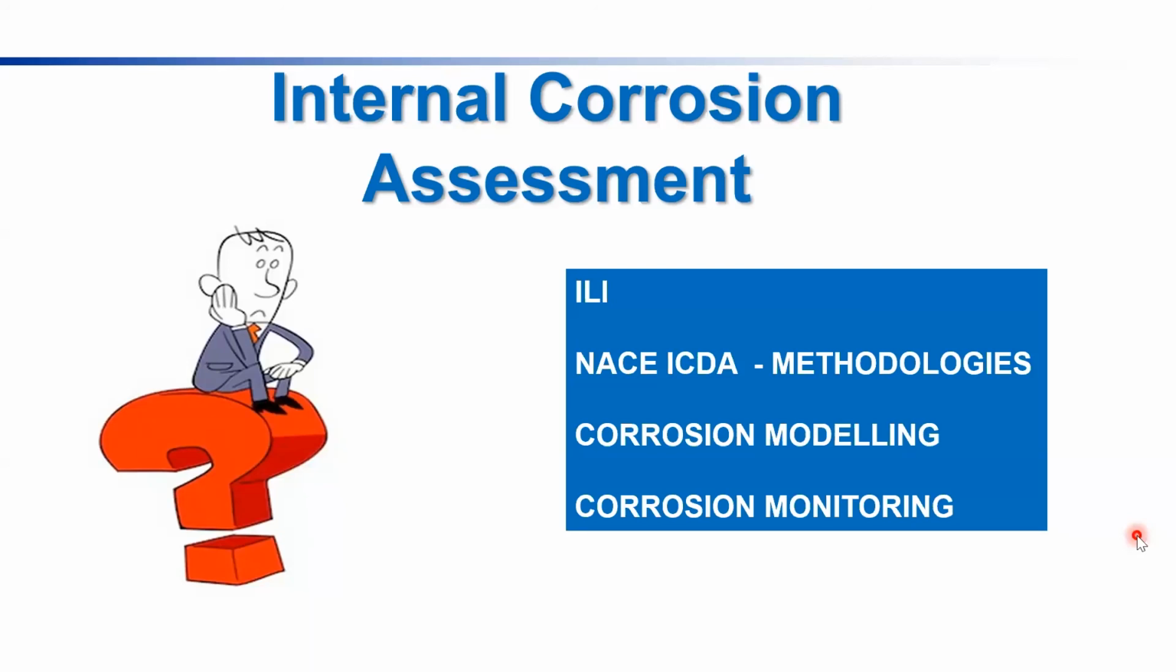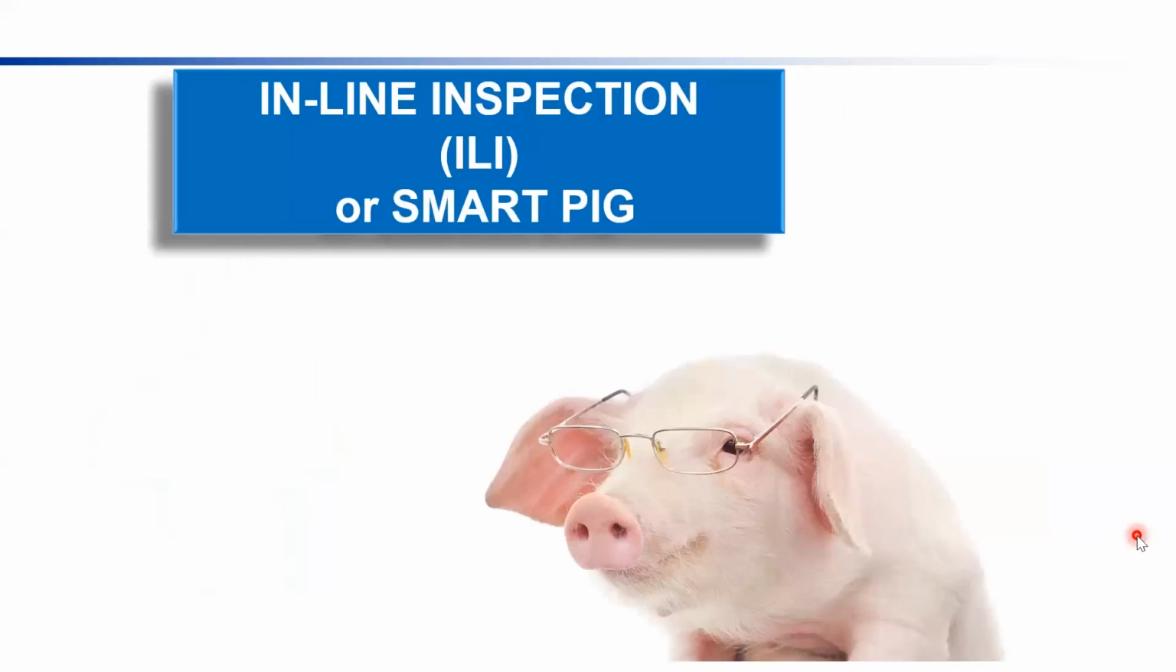They go hand in hand. If you ask me, they are a must. Flow modeling and corrosion modeling have to be together, especially for pipelines, for wells, etc. And of course, corrosion monitoring. So smart pigs, that's inline inspection. That's one way of assessing the integrity of a pipeline.